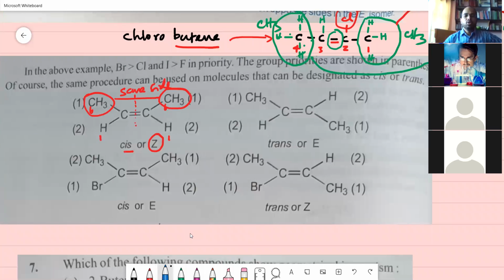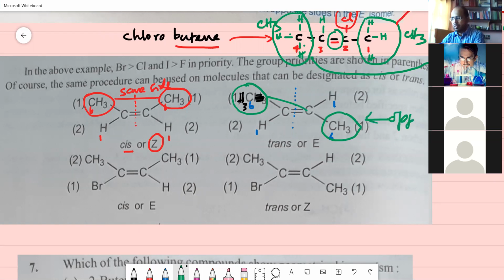Okay. Now here is the second. You draw a line here like this. You compare atomic numbers. The first atom attached is hydrogen. Here it should be CH3, that means C is 6, H is 1, H is 1, C is 6. Okay. So you have the high priority groups in opposite directions. So when you have opposite directions, this will be given as the E isomer. Okay.